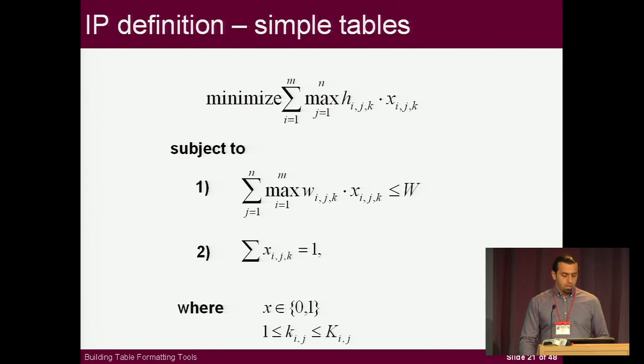If we are to give an integer programming definition for simple tables, that means tables without spanning cells, it's minimize the height, and the height of a row is given by the maximum of cell heights, subject to the table width being less than the page width, and using some binary variables x. Basically, for every configuration k in a cell, we have a binary variable that selects that configuration.